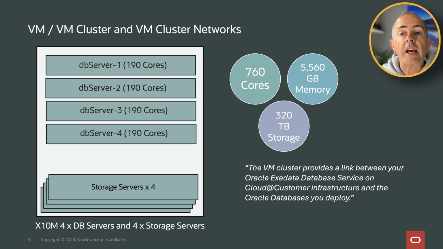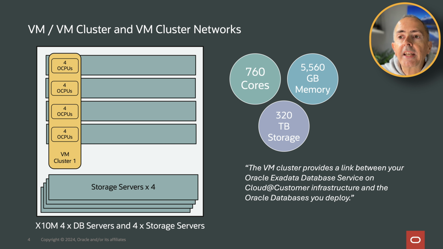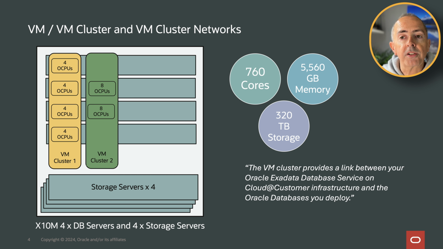So here we've created our first VM cluster, and we've allocated 4 OCPUs or cores to each of 4 VMs. And you can see we have 1 VM running on each database server. So this VM cluster has 16 OCPUs to run the Oracle database workloads. Now we can create multiple VM clusters, and the second one we've created here is only running VMs on 2 of the database nodes, but each are running with 8 OCPUs. So again, we have a total of 16 OCPUs for the database workloads.